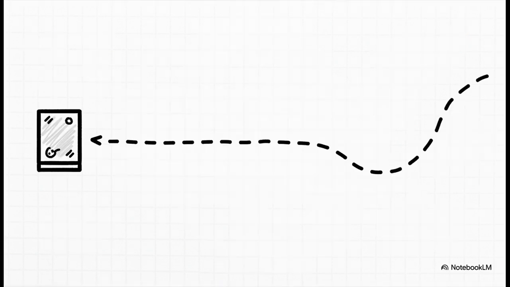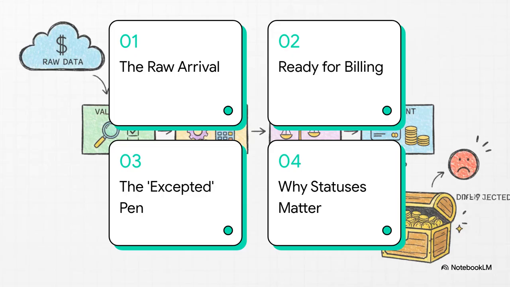So, to really get this, we're going to do something kind of cool. We are going to follow the life of just one single piece of data, what we call a billable item. We'll track it from the second it arrives in the system all the way until it's ready to show up on your bill.